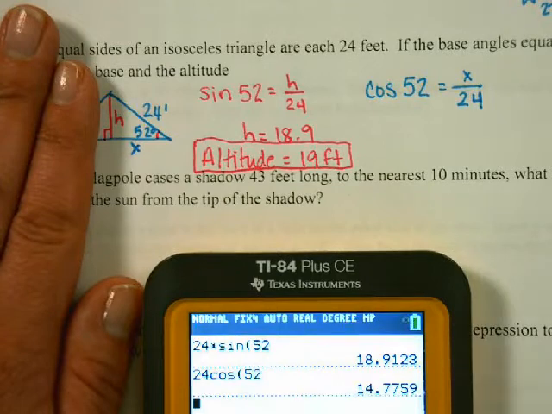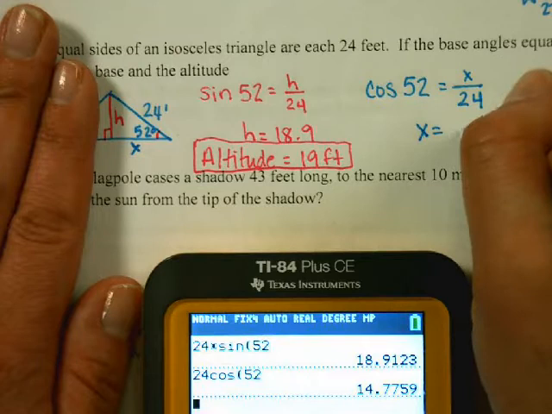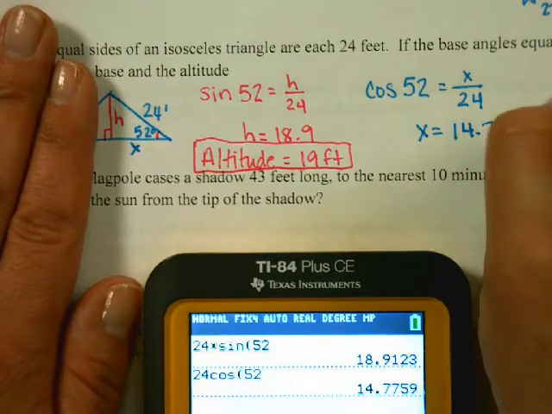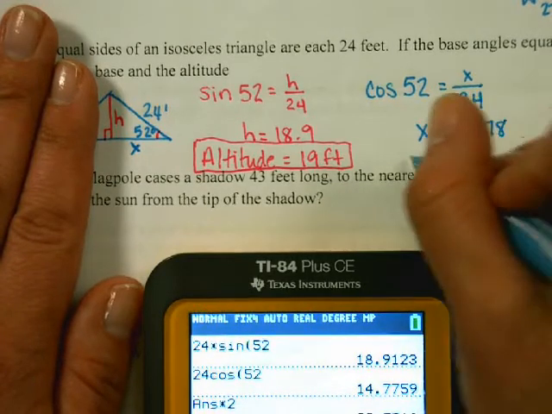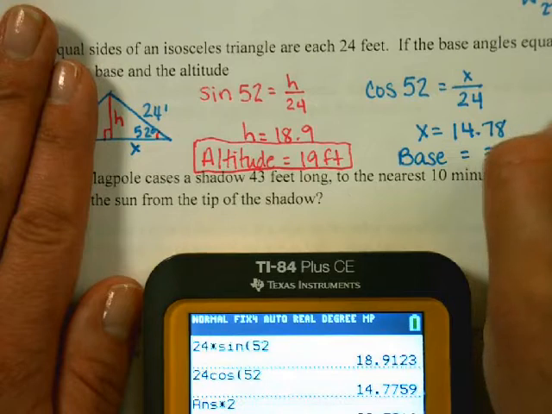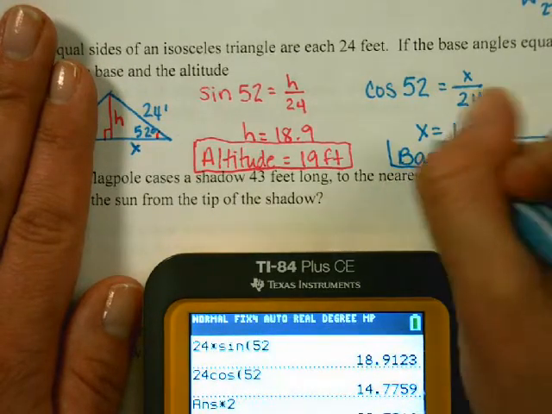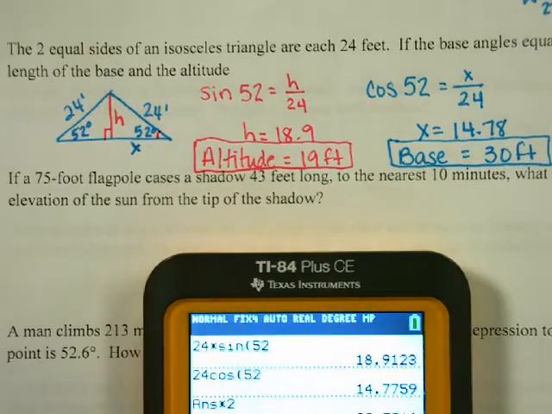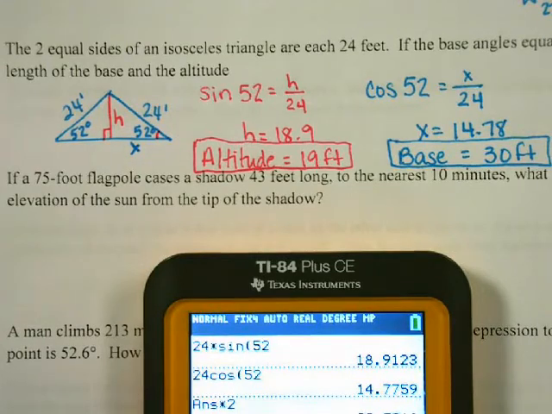So 14.78. And then I'm going to double it because I have two of those, so 29.6, which means my base is 30 feet when I go to sig figs. I guess 30.0, 30 decimal point, but 30.